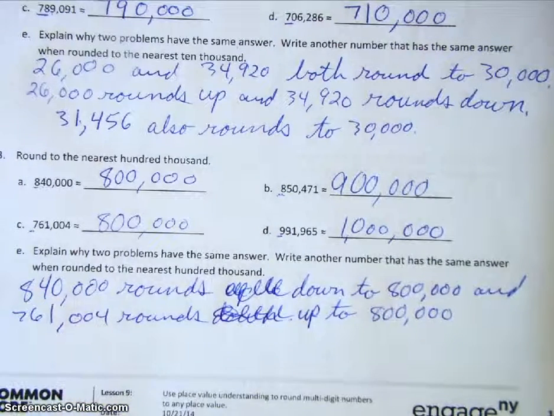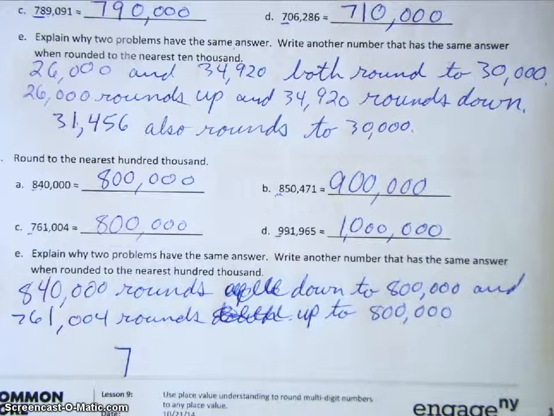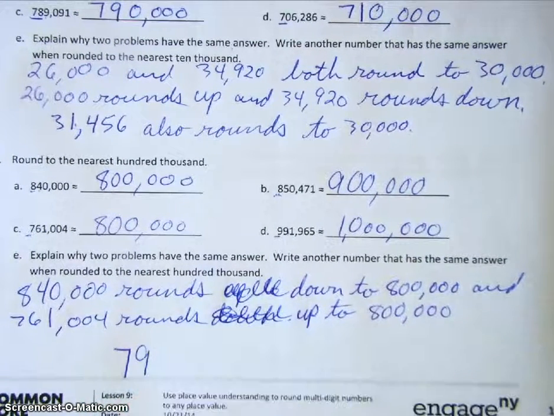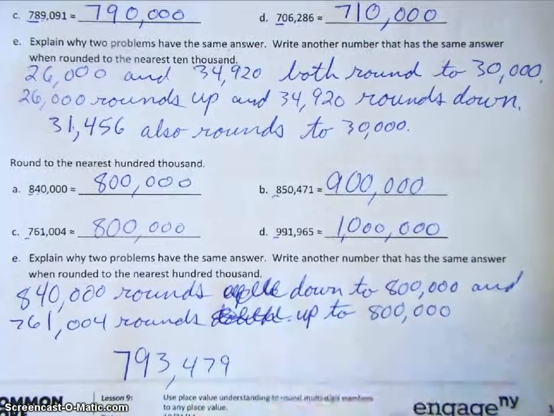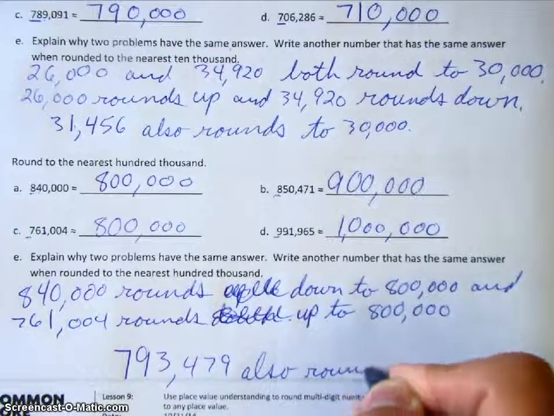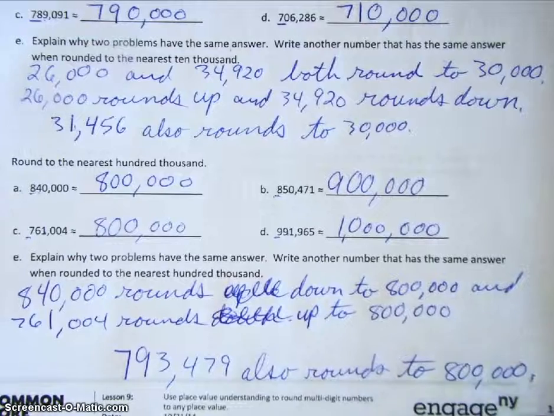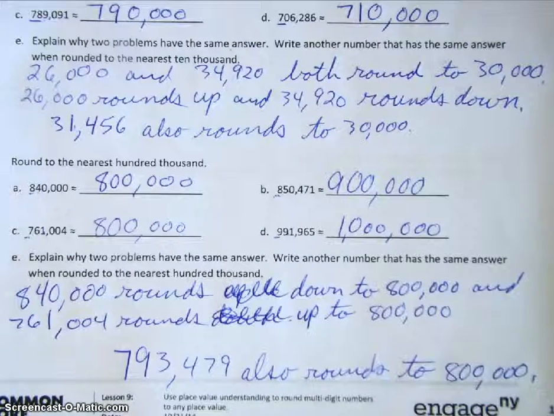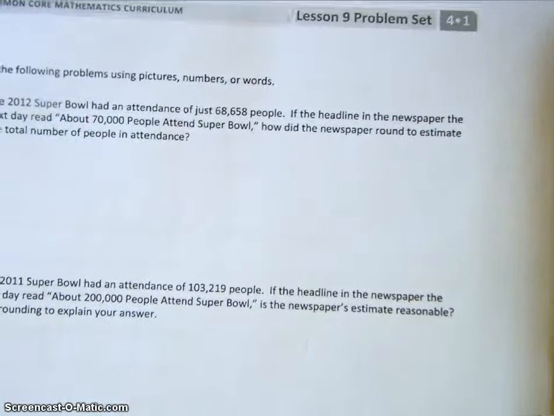Okay, so now another number that would also round to 800,000. For number 2 we went above, so this one will go below. So we'll keep our 700,000s. We'll make a 9 in the 10,000s place, and then we can just fill in the rest with other numbers. So 793,479 would also round to 800,000. Now let's take a look at a few word problems here.